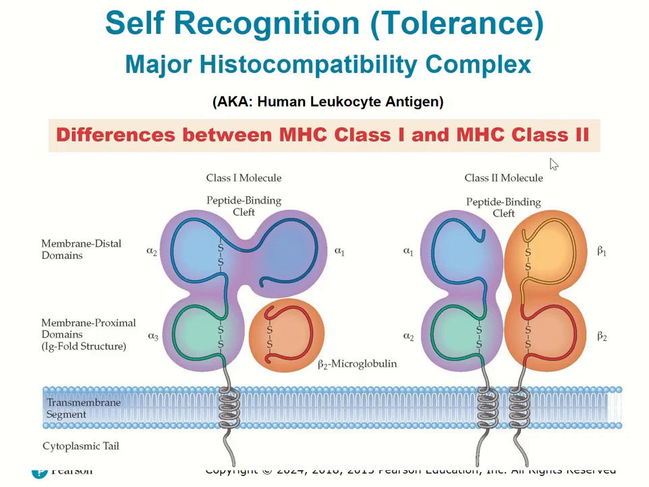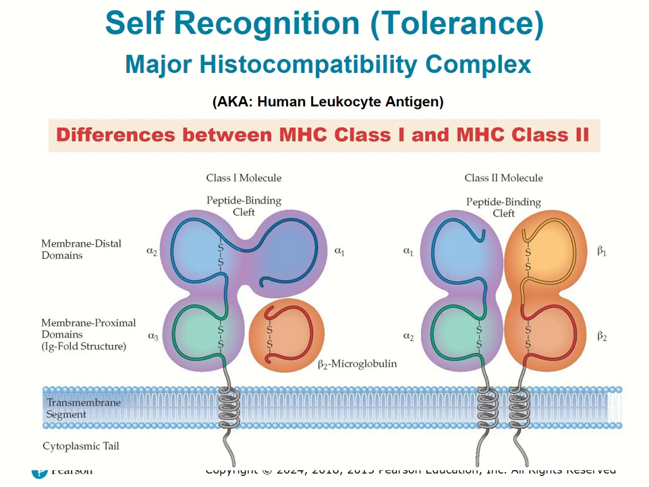MHC class 2 markers are only going to be found on antigen-presenting cells, or APCs. These are certain white blood cells that we have that are phagocytic, as well as our lymphocytes. So our lymphocytes, like our T cells and our B cells, will have the MHC class 2, but all nucleated cells will have the MHC1, which means the cells that have an MHC class 2 also have an MHC class 1.